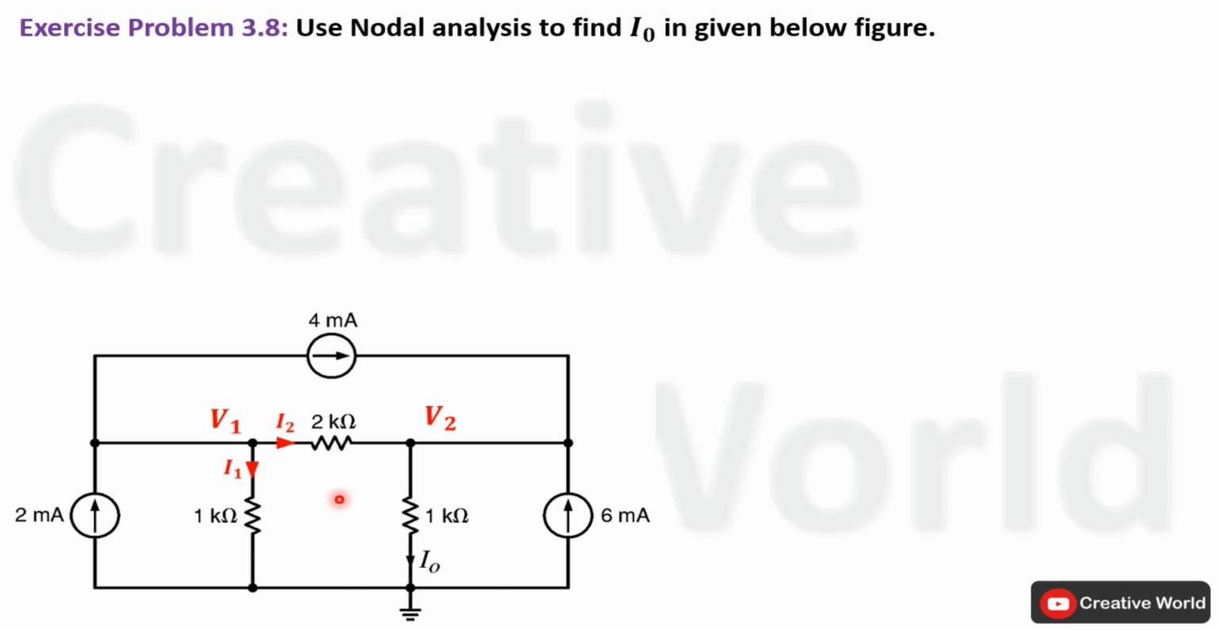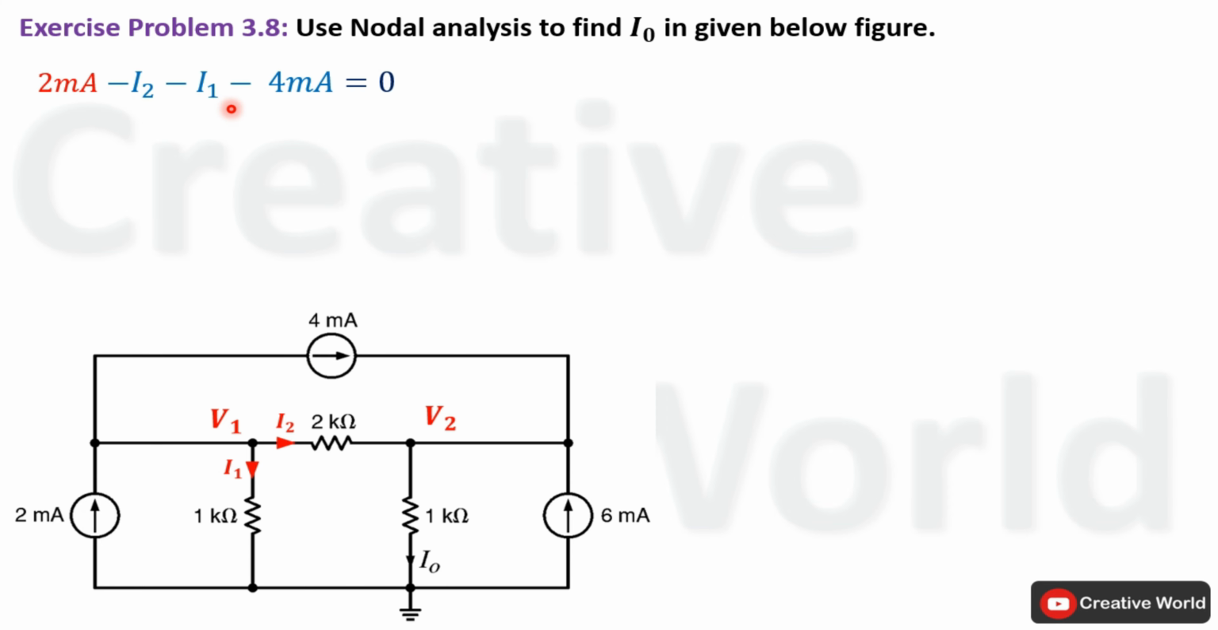Now we will apply Kirchhoff's current law on these two nodes one by one to get node voltage equations. We will start from here. On this node, one current is entering, 2 mA, while leaving currents are I1, I2 and 4 mA. All leaving currents are taken with the negative sign.